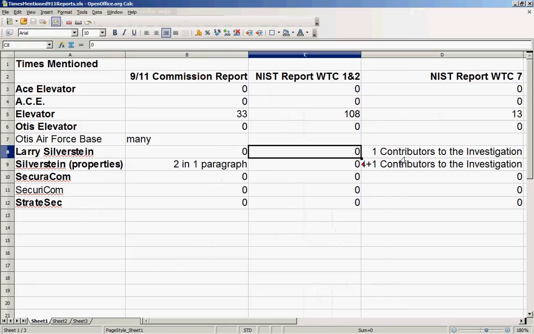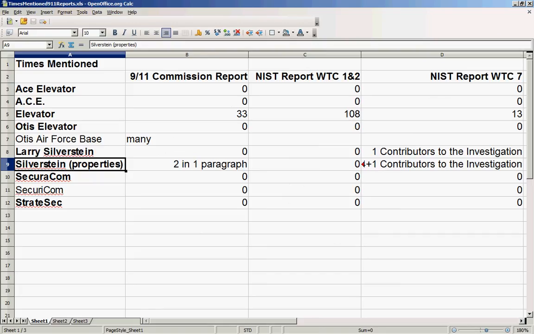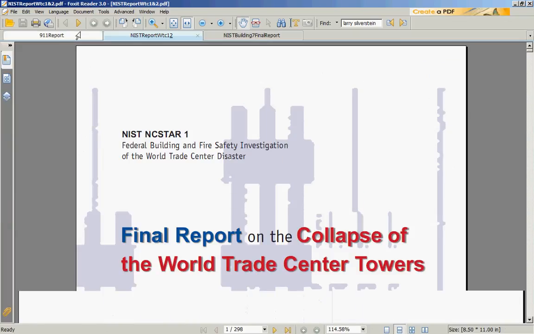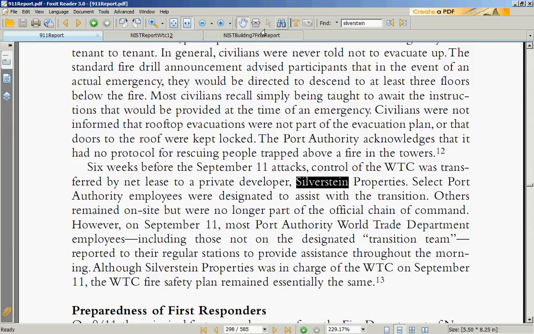Okay, how about Silverstein Properties, the company itself? So we can go to the 9/11 report and put in just Silverstein, and let's see how many times Silverstein appears in the 9/11 Commission report. Okay, 6 weeks before the September 11th attacks, control of WTC was transferred by net lease to a private developer, Silverstein Properties. Okay, let's see the next occurrence.